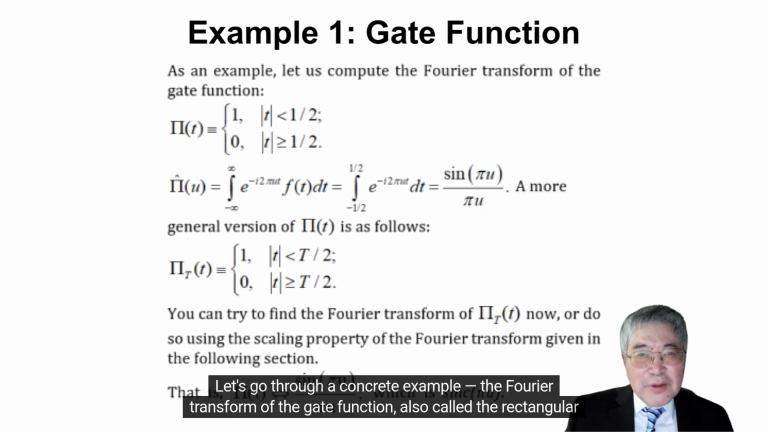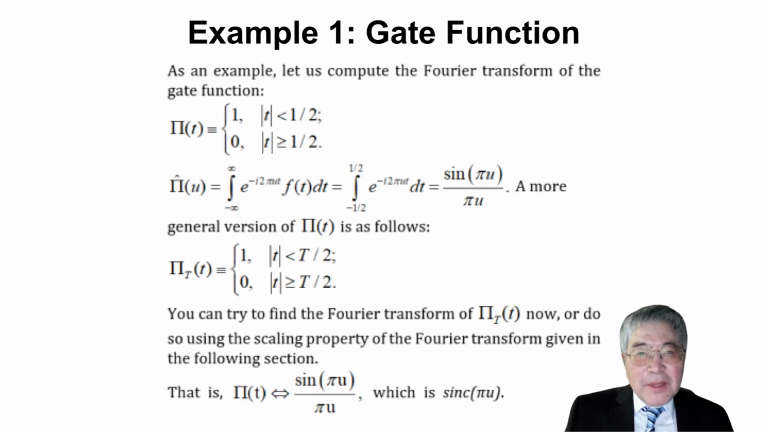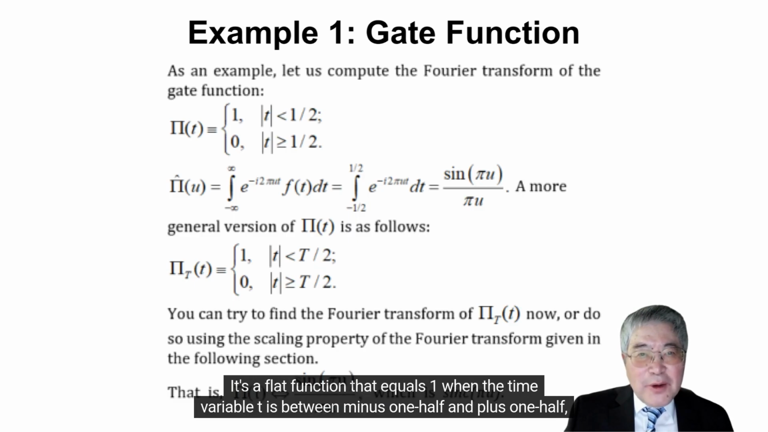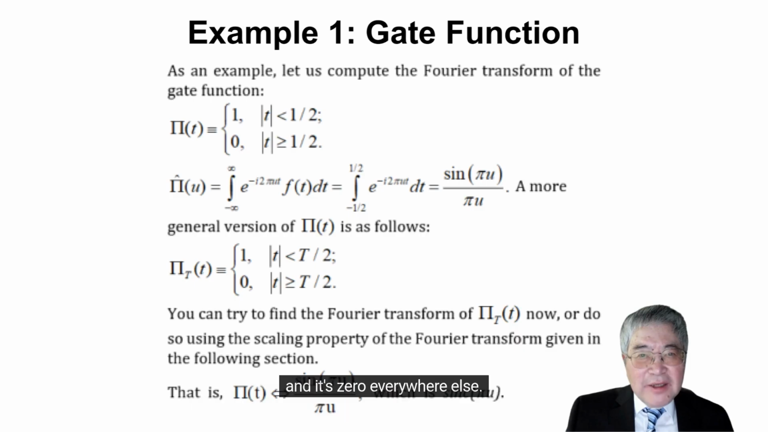Let's go through a concrete example, the Fourier transform of the gate function, also called the rectangular function. We've already seen this function earlier. It's a flat function that equals 1 when the time variable t is between minus 1/2 and plus 1/2, and it's 0 everywhere else. So it looks like a rectangle centered at 0. Now we want to find its Fourier transform.